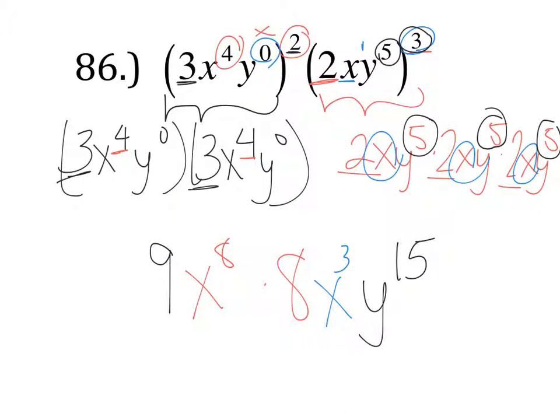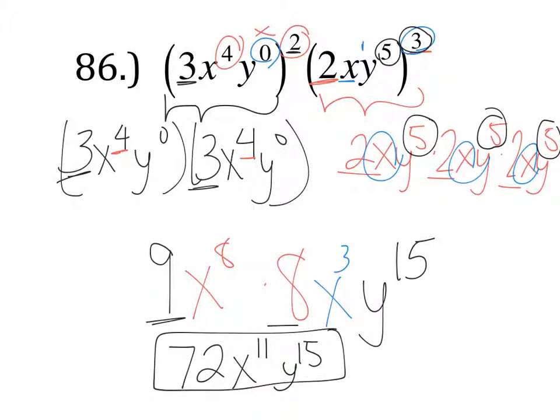So once we took care of all of the exponents, now we can combine like terms. So we're going to multiply 9 and 8 together to get 72. And then we can add up all of our x's, which is x to the 11th, and then our y value, which is y to the 15th power.